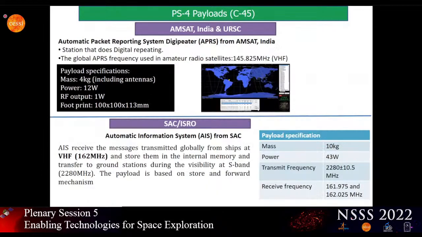The second was on AMSAT India and URSC. This is actually an automatic packet reporting system, a digipeater. It is not a science payload. It is a transmitter, a digipeater rather, for the AMSAT. It was extremely useful for the amateur radio satellite.